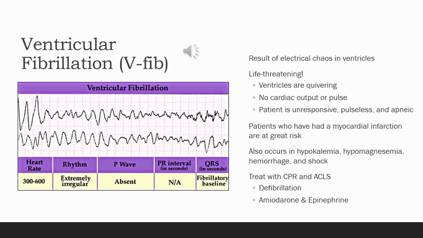So as soon as you see this rhythm, we start CPR, we call a code, we defibrillate the patient, and we give the necessary medications, because without immediate intervention, this patient will not survive.